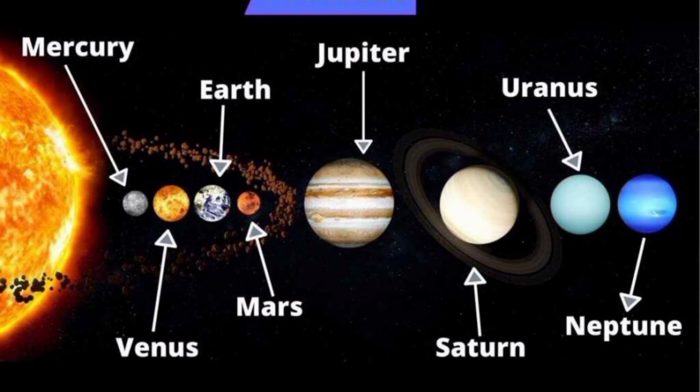We know that there are 8 planets in our solar system. In order of their distance from the sun, they are Mercury, Venus, Earth, Mars, Jupiter, Saturn, Uranus and Neptune.